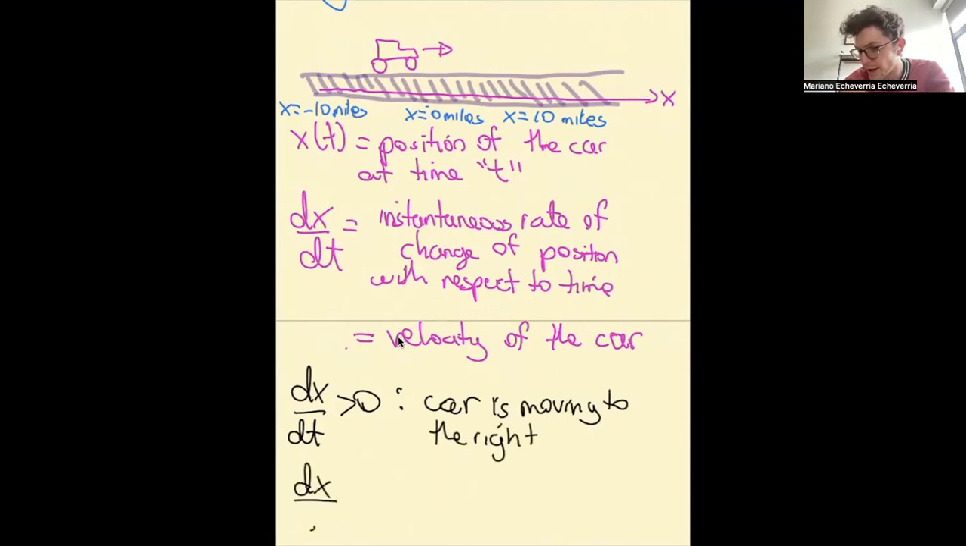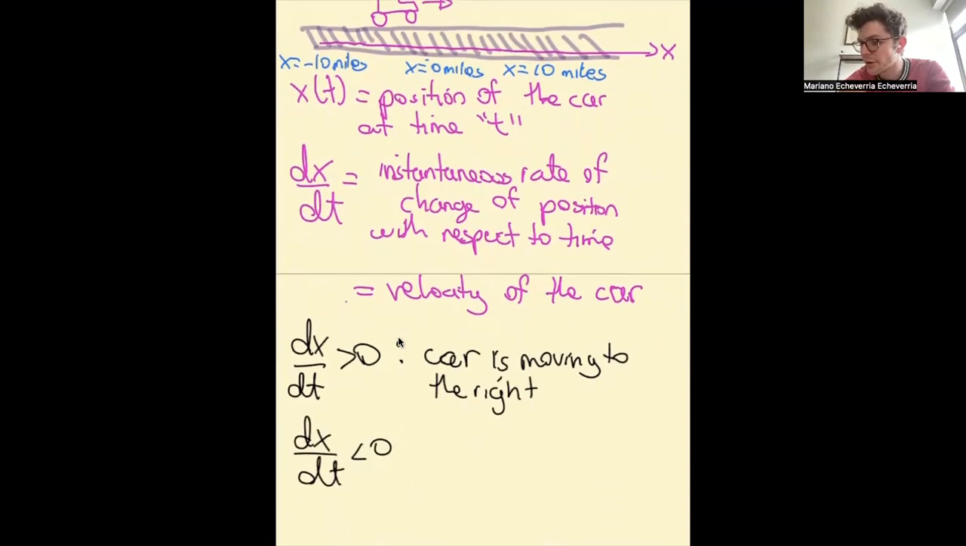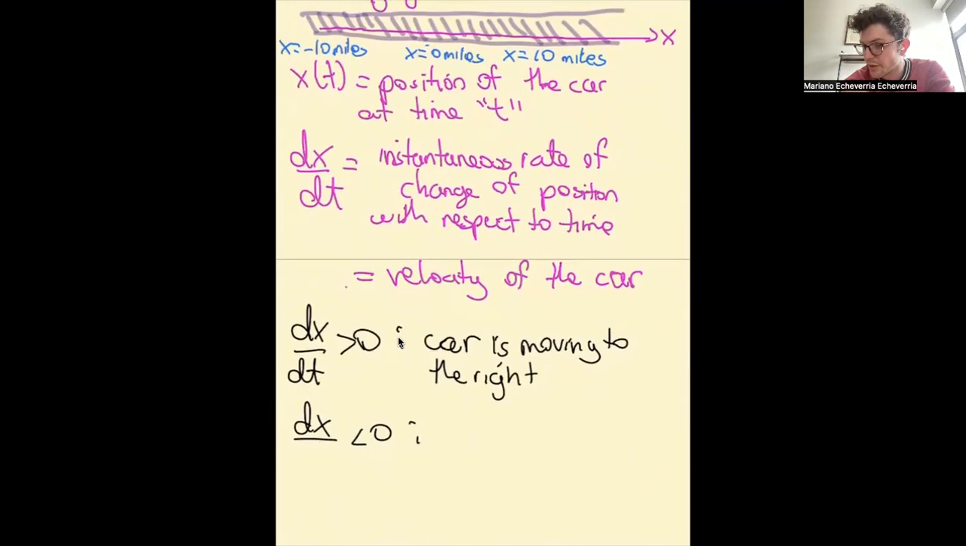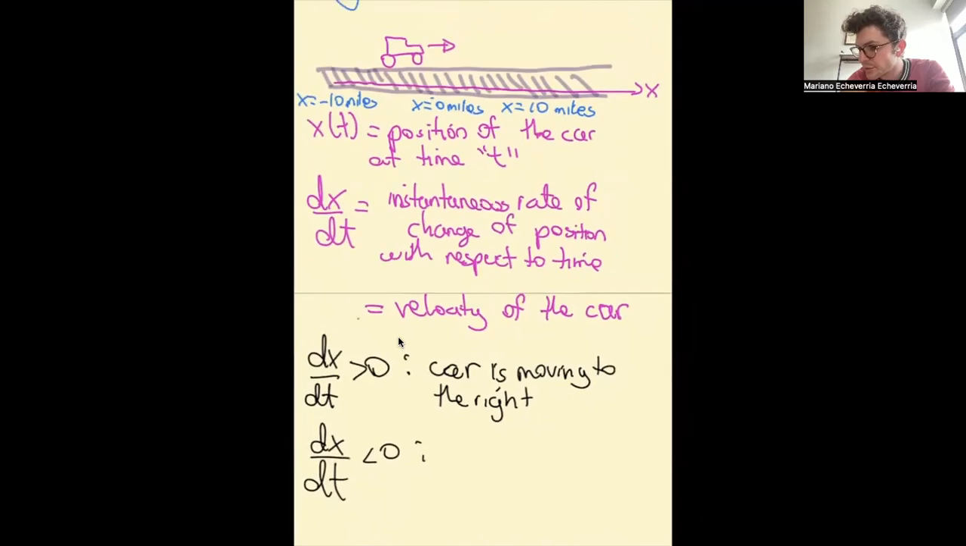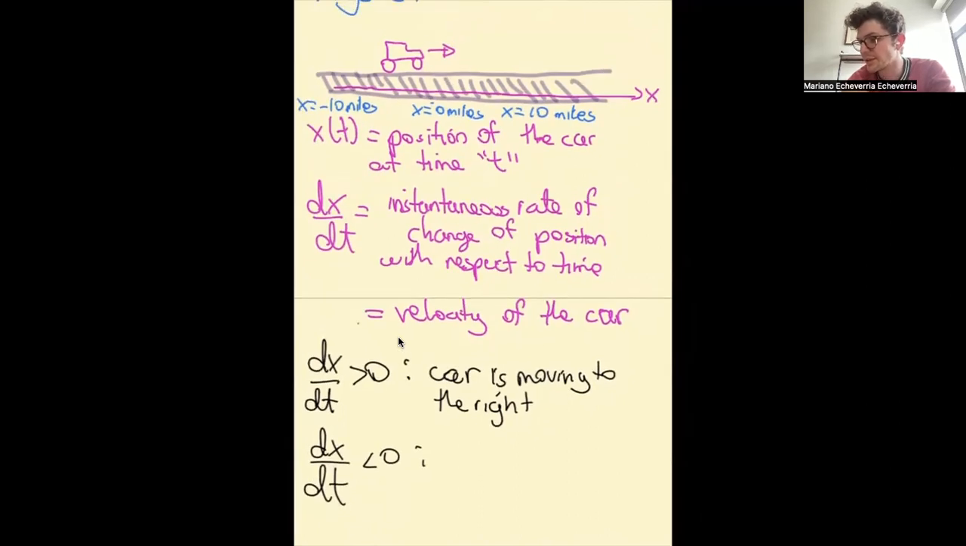And what if dx/dt were negative? If the derivative is negative, that means that your function is decreasing. What does it mean for the function x to be decreasing? That means that the values of x are getting smaller. So in which direction are the values of x getting smaller? To the left. So that actually means that the car changes direction, changes its mind with respect to this diagram. And so now the car is moving to the left.